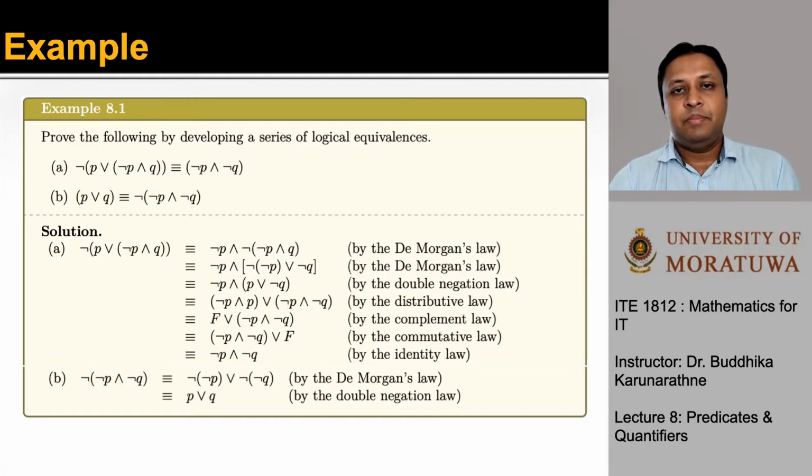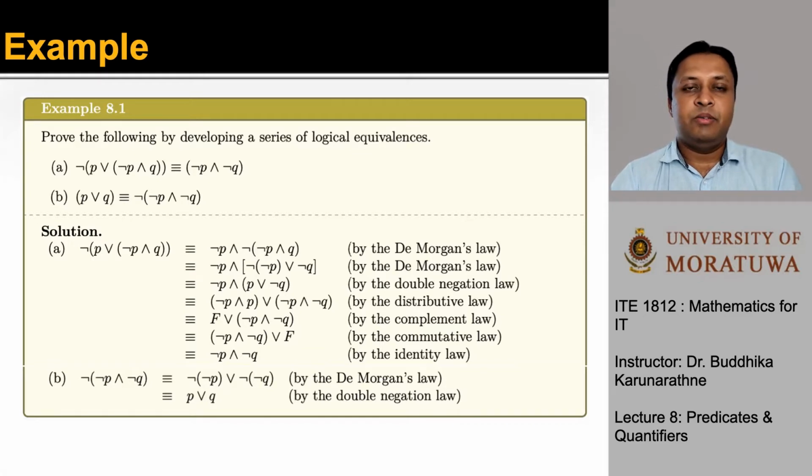And also in the second step, you can apply De Morgan's law. Third step, the double negation law. Fourth step, by the distributive law. Fifth step, by the complement law. Sixth step, apply the commutative law. And finally, apply the identity law to arrive at the final answer, which is negation of P, conjunction, negation of Q. So we can prove that these two statements are equivalent.